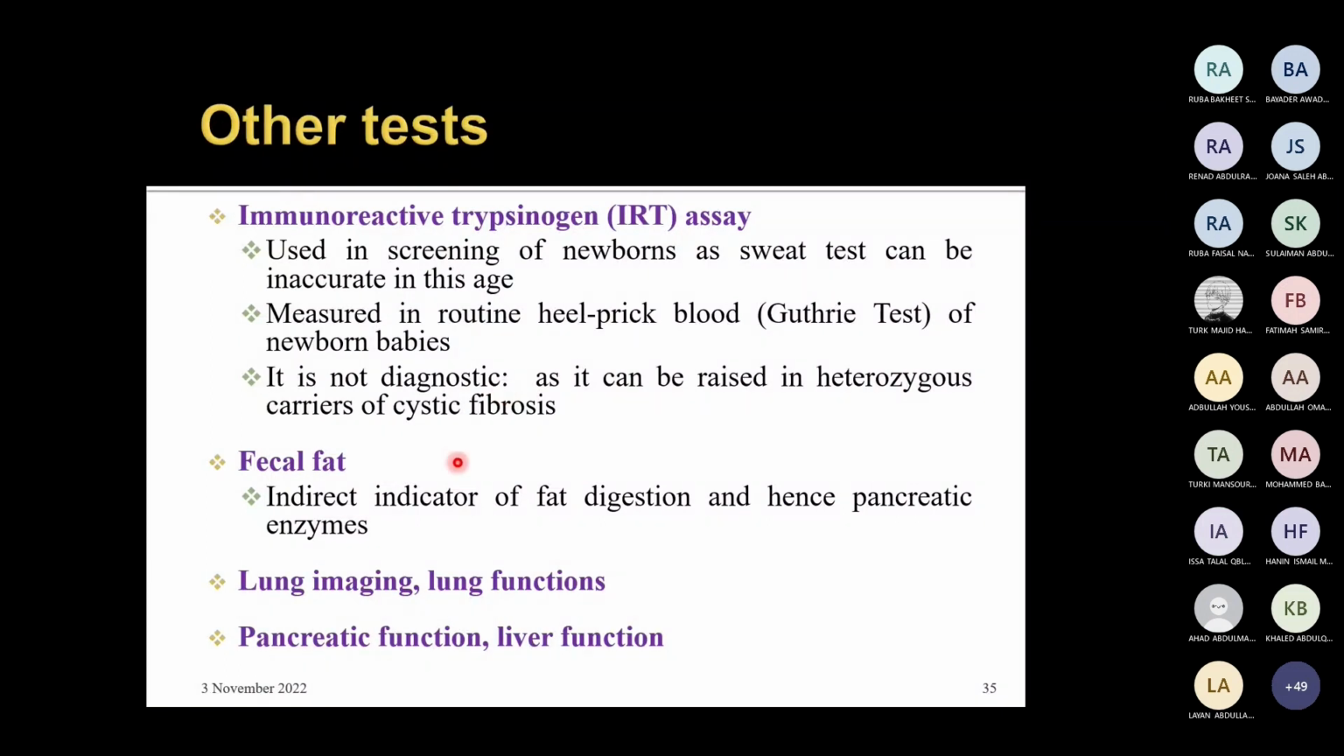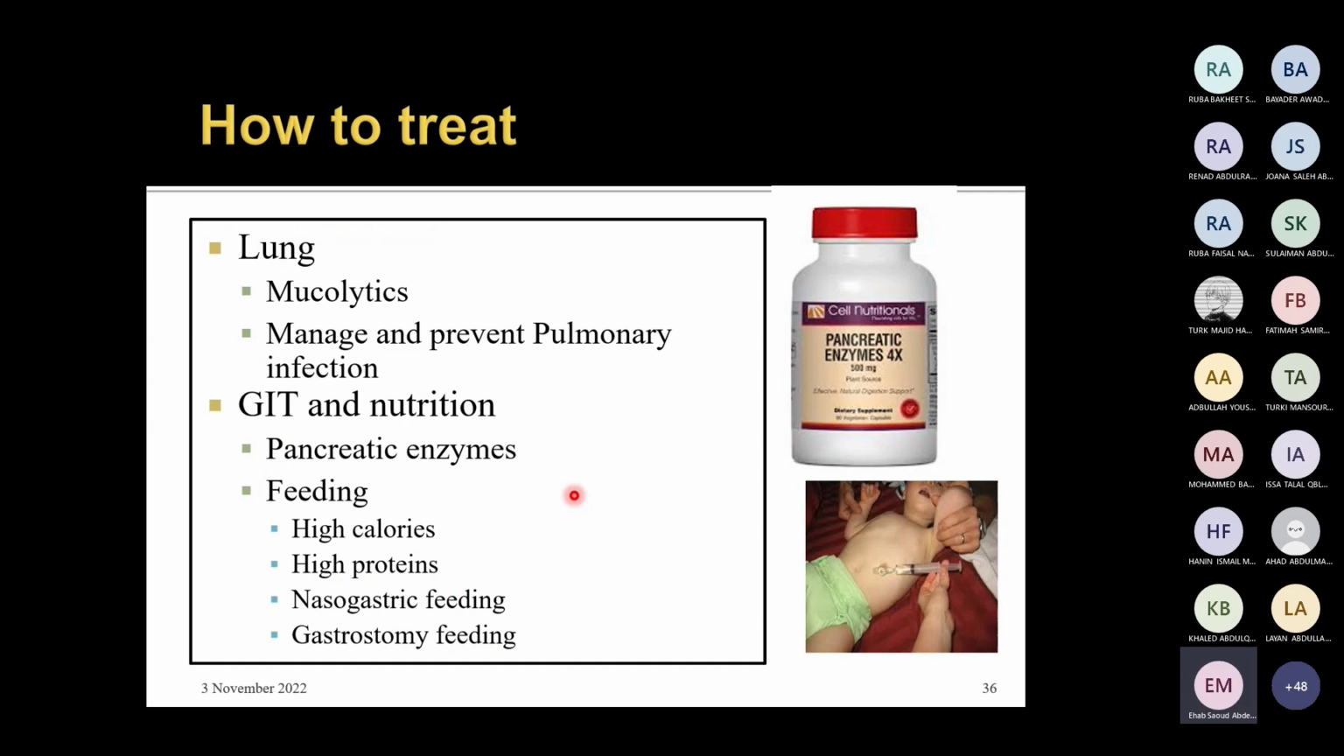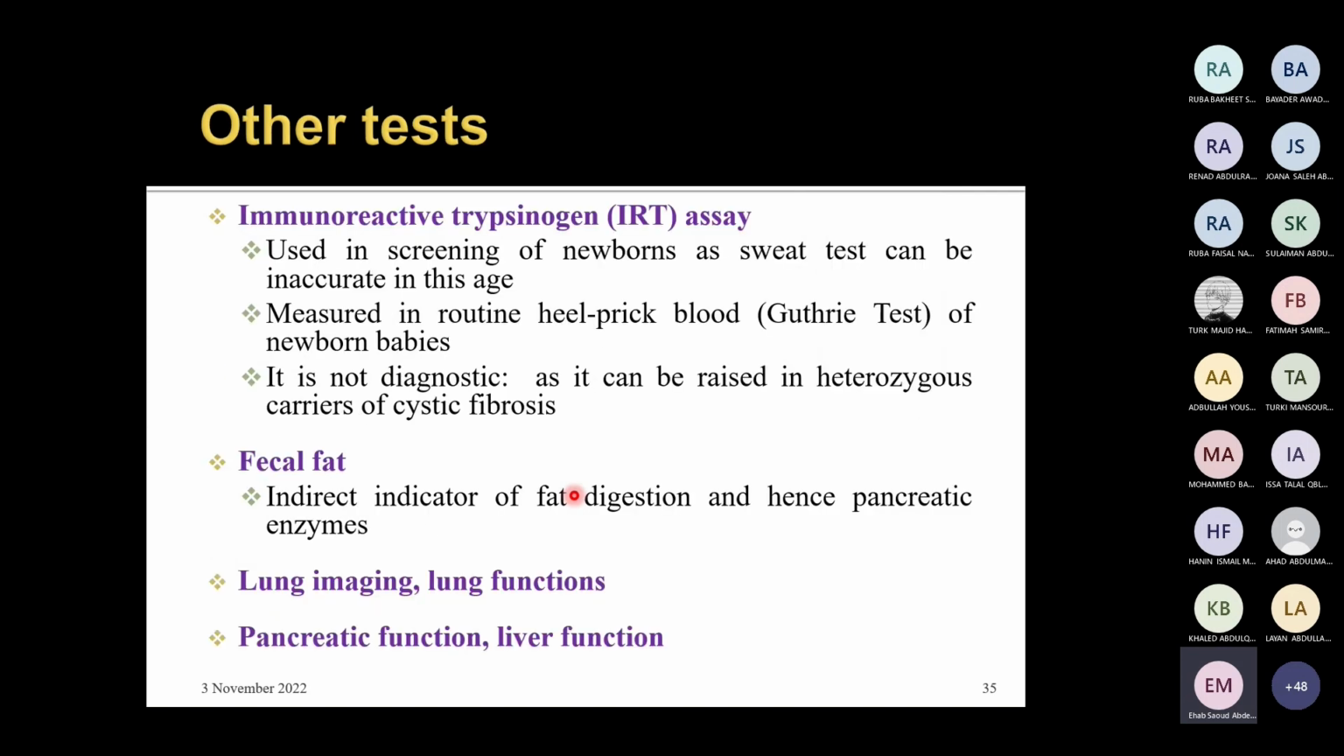So fecal fat: if you do not have enough digestion, the fecal fat increases. Again, it's an indirect indicator of fat digestion and hence pancreatic enzymes. Lung imaging, X-ray, lung functions, pancreatic function, liver functions, all of these are tests used in those patients. But for your level, it's not about memorizing these tests or the values. It's about explaining why they are useful.